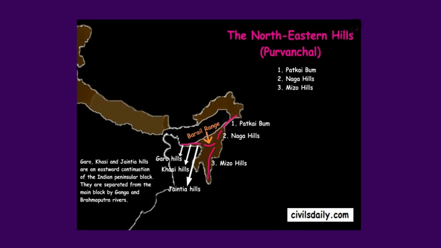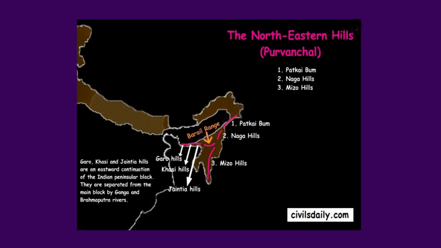They run along the India-Myanmar border extending from Arunachal Pradesh in the north to Mizoram in the south. It is made up of sandstone or sedimentary rocks. Tribal groups practice Jhum cultivation in this region. The Purvachal Himalayas comprise the following hills arranged from north to south. First one Patkai Bum, second one Naga Hills, third one Manipur Hill, and the last one Mizo Hills.